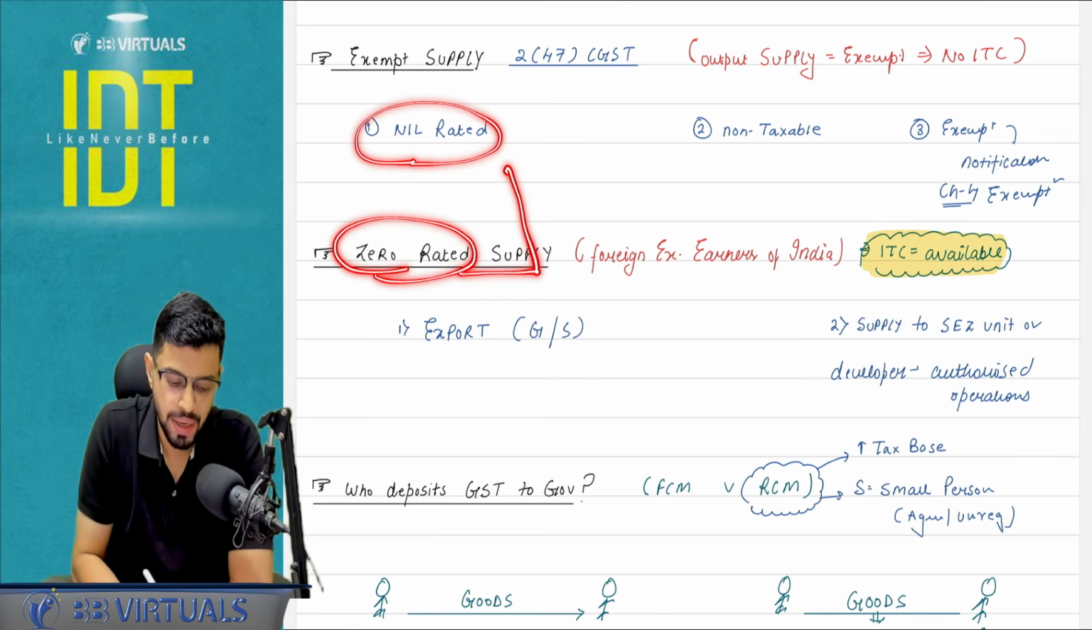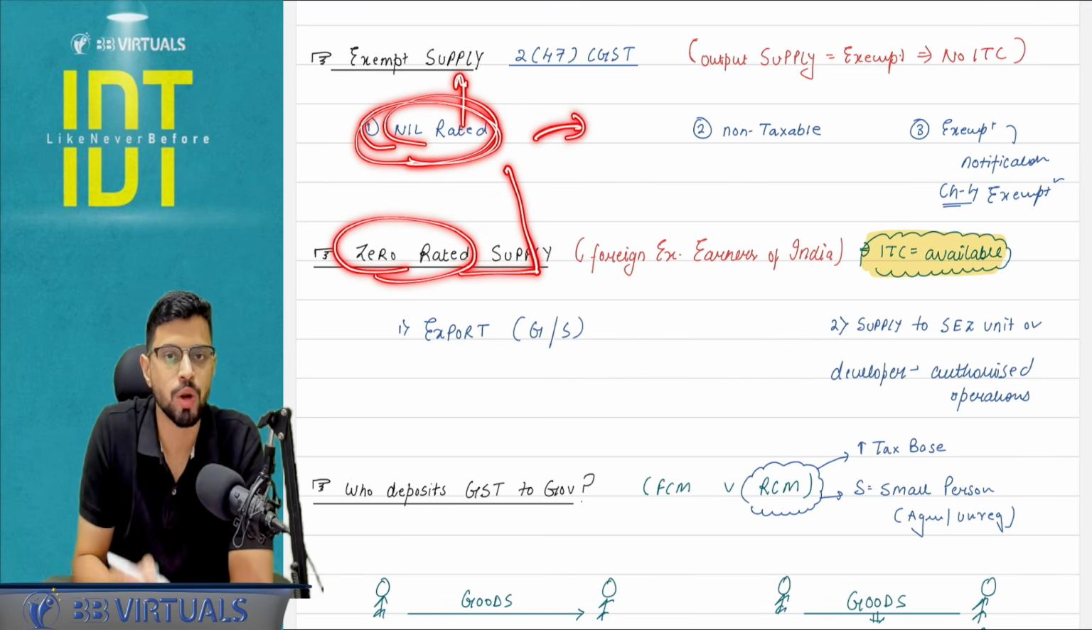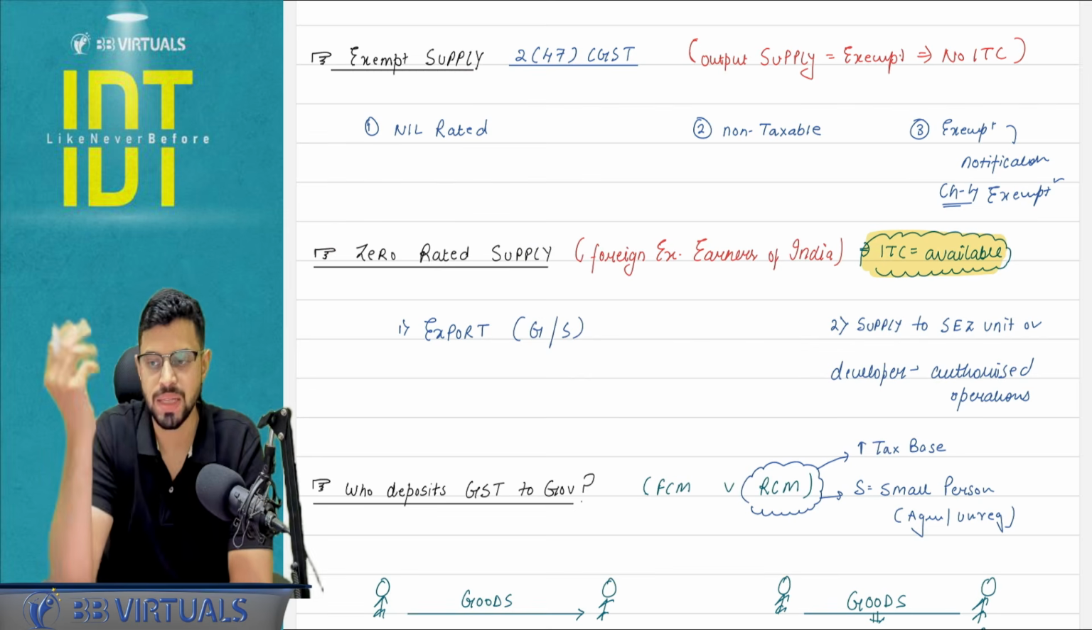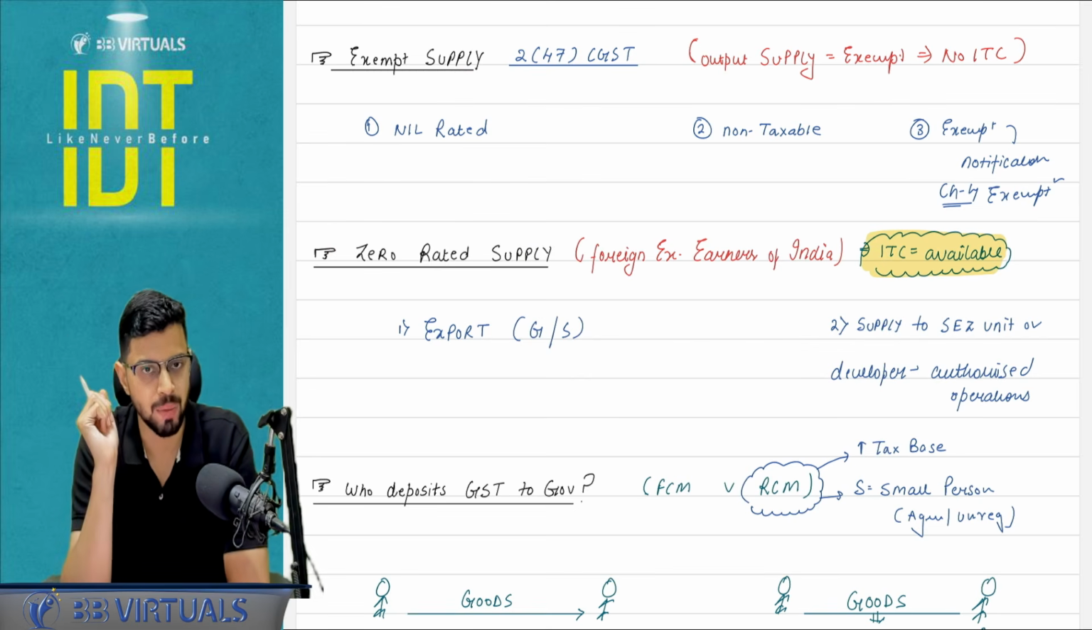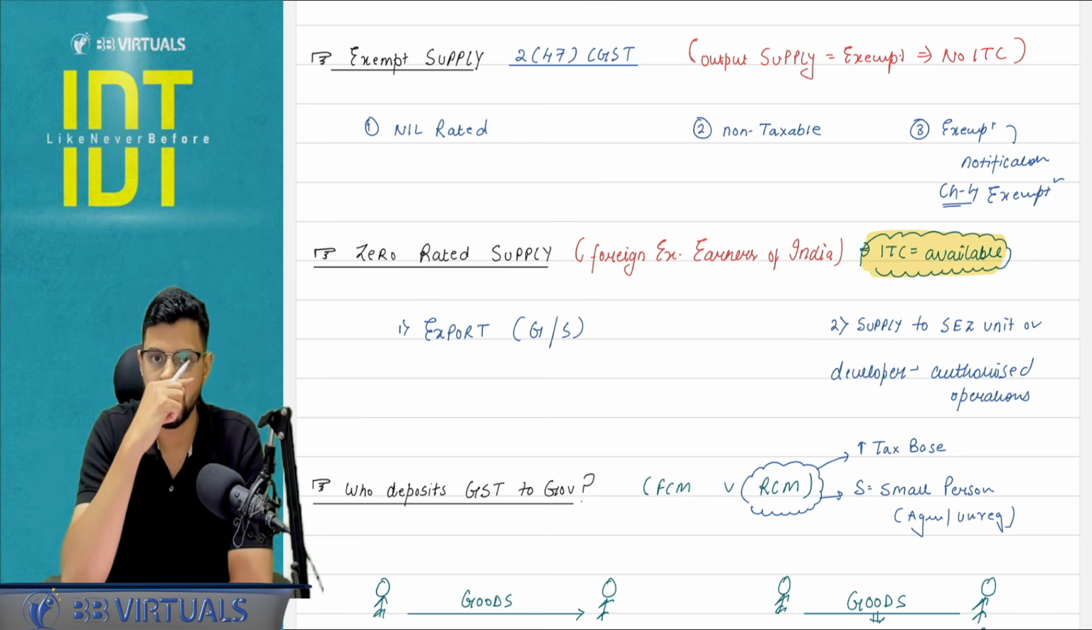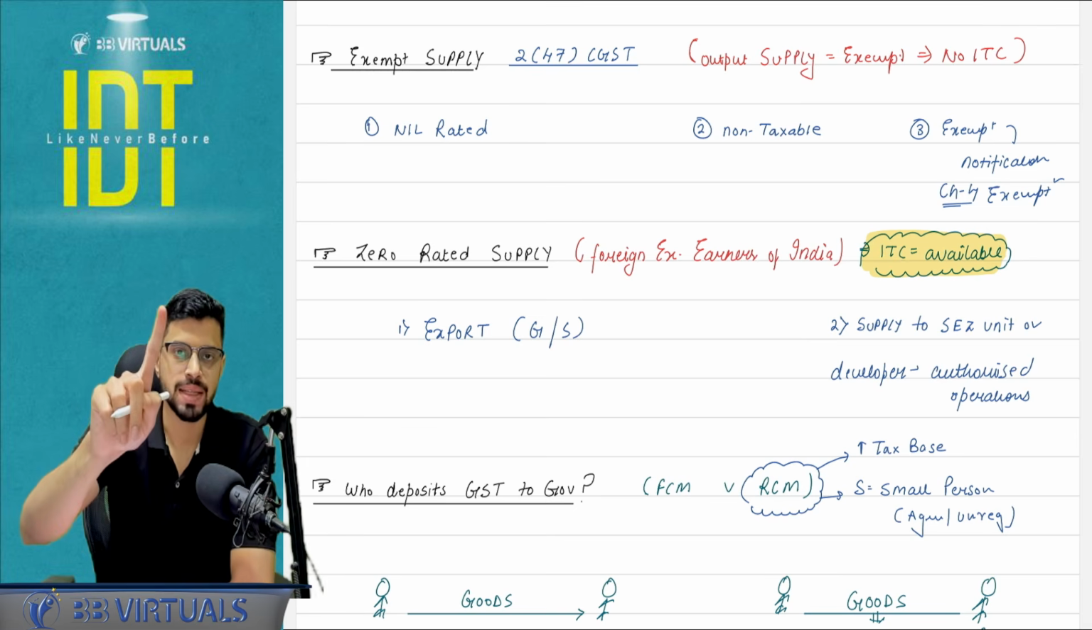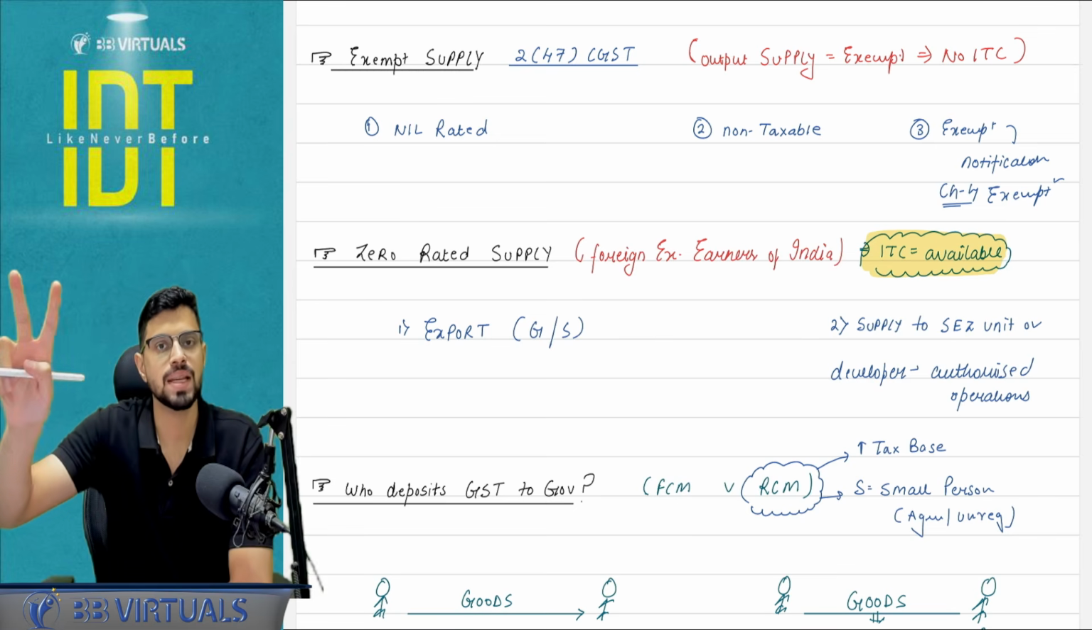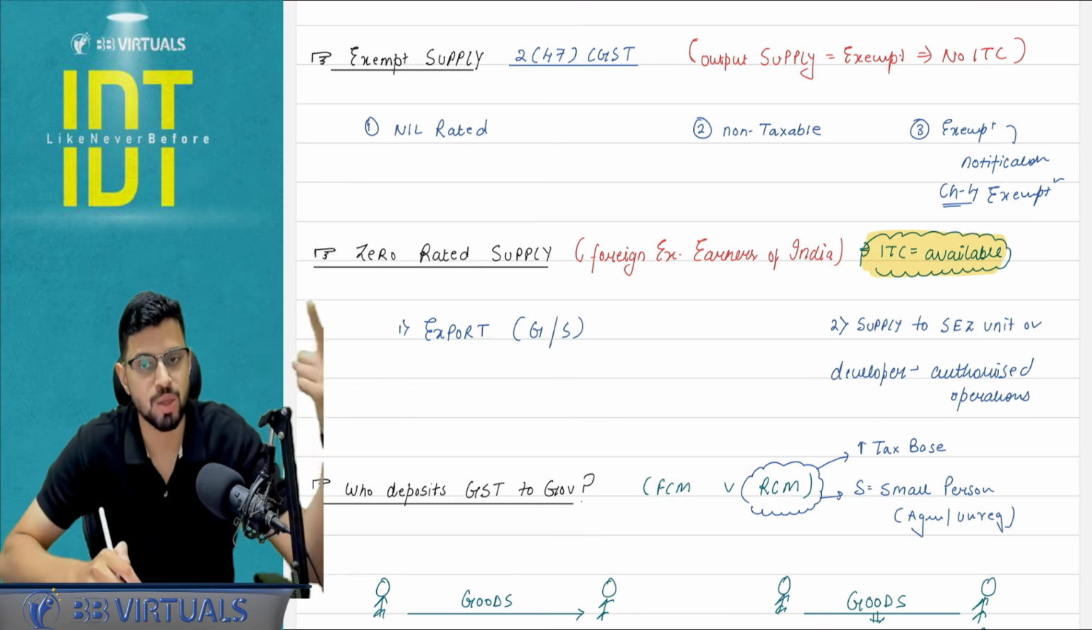So please don't get confused between zero rated and nil rated. Zero rated is separate, nil rated is a part of the exempt supply. Tomorrow maybe a nil rated item is put into the GST bracket as well. They may prescribe 5% GST for that or any other rate possible. So the zero rated is going to have 2 things: export transactions and SEZ developer or SEZ unit transactions, provided they are for authorized operations.